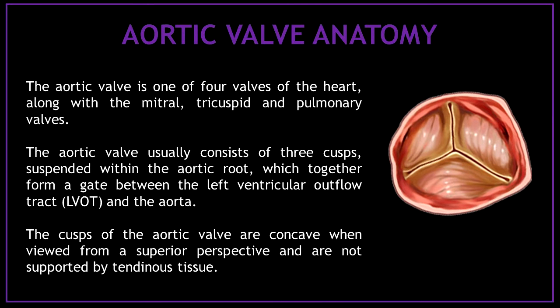But let's talk a little bit about the aortic valve anatomy. The aortic valve is one of four valves of the heart, along with the mitral, tricuspid, and pulmonary valves. The aortic valve usually consists of three cusps, suspended within the aortic root, which together form a gate between the left ventricular outflow tract and the aorta. The cusps of the aortic valve are concave when viewed from a superior perspective and are not supported by tendinous tissue.